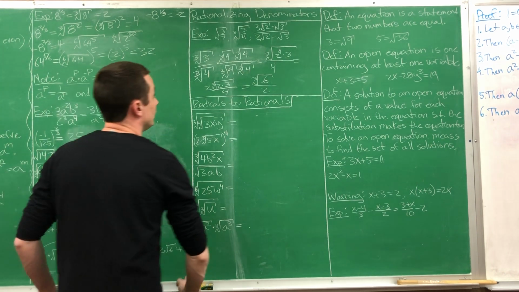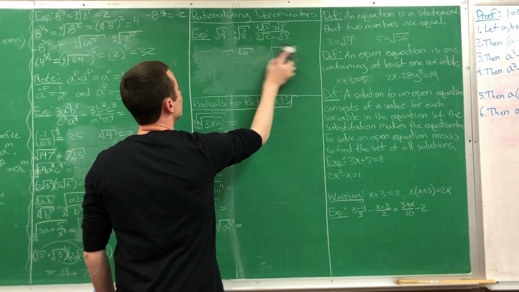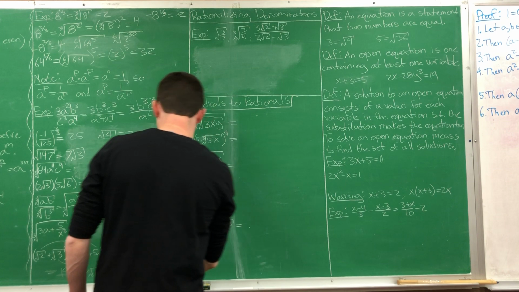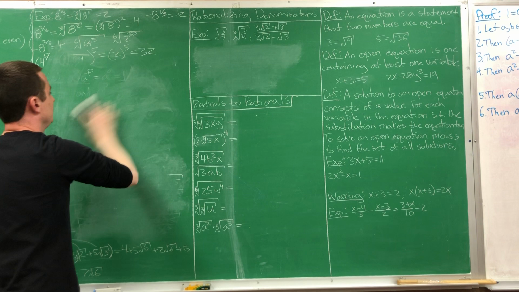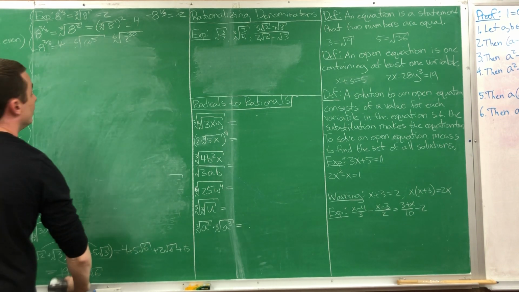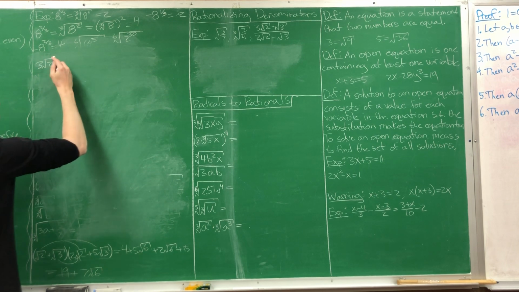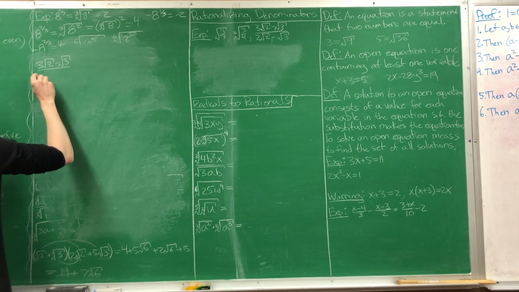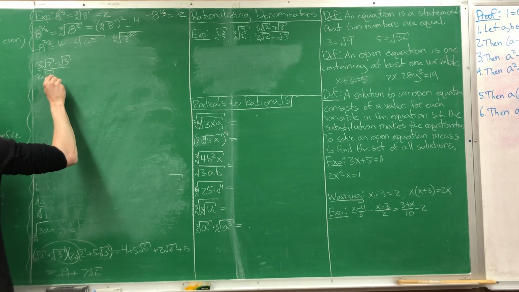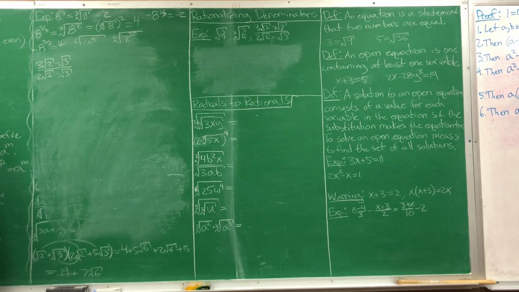Okay. Now, the beast. We might need more space for that, so let's get some space over here. For that one, we have 3 square root of 2 minus the square root of 3 all over 2 square roots of 2 minus the square root of 3. How on earth are we going to get square roots out of the denominator of this thing?